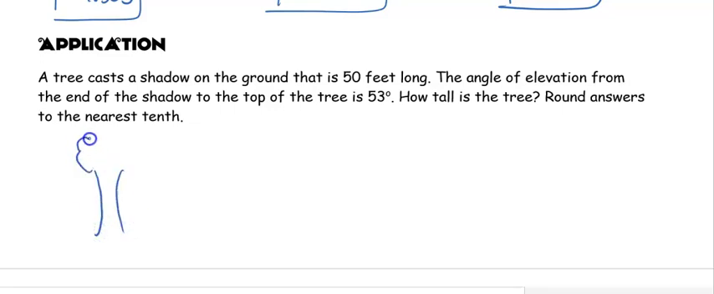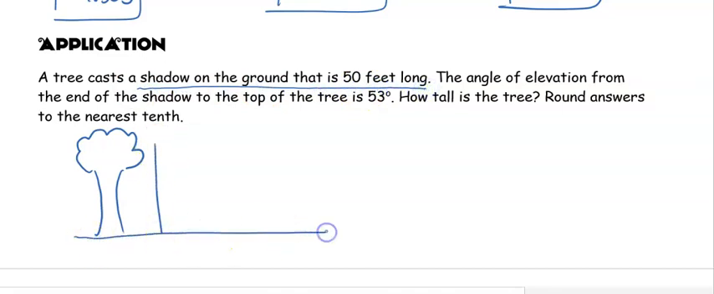So we've got our tree, which is a fabulous tree. It is going to create a shadow. Shadows are not in the air. Shadows are on the ground. So when I go to label my right triangle, there's one right there. That right triangle, the shadow is 50 feet. The angle of elevation from the end of the shadow to the top of the tree is 53.